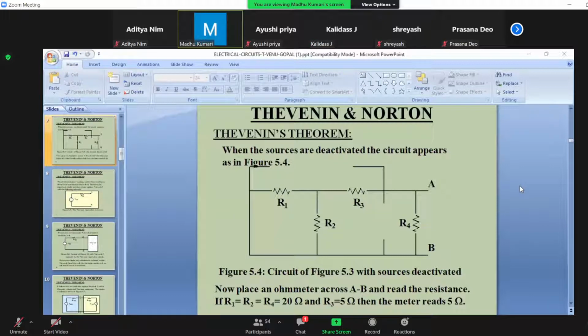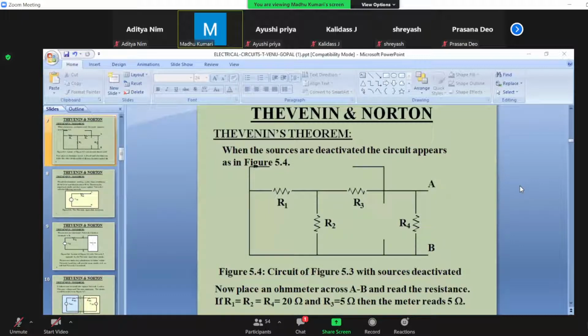R1, R2 and R4 are 20 and R3 is 5. R1 and R2 are in parallel, so 20 by 2 will be 10. R3 is in series with that, so 10 plus 5 is 15. And R4 is 20.